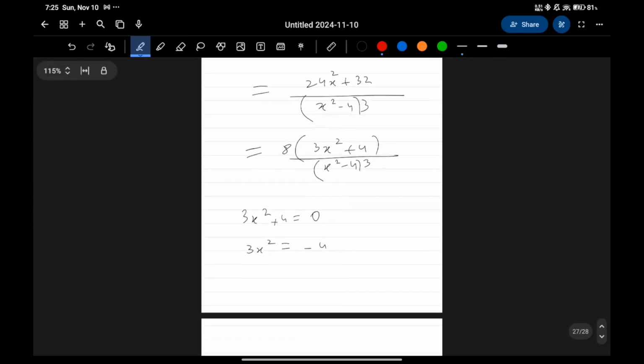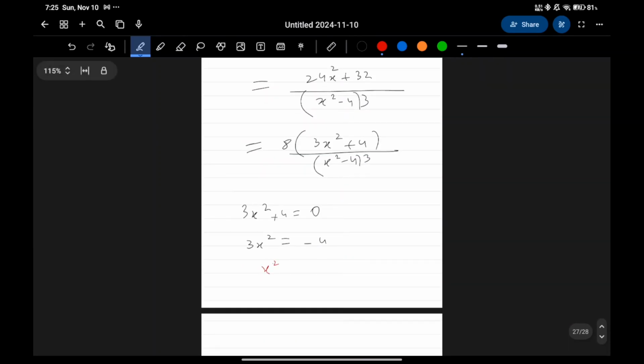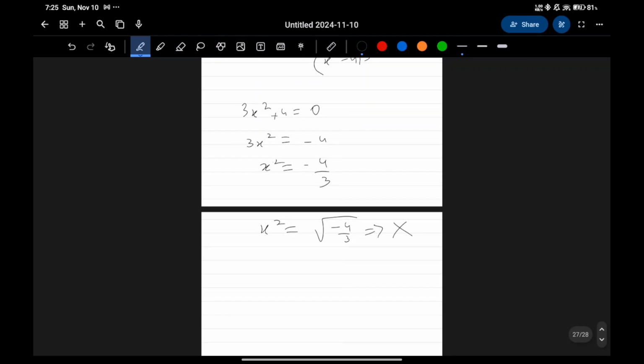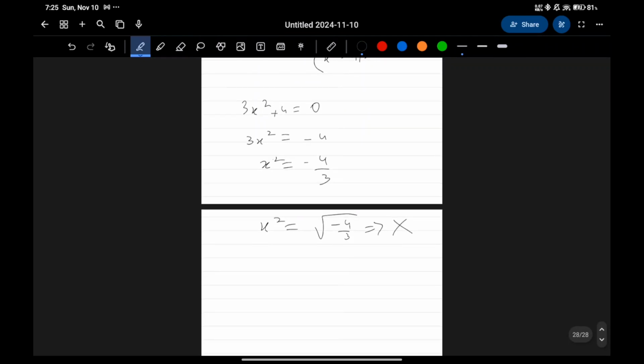Alright, now this leads to x squared equals minus 4 over 3, and if we take a square root, this would be x equals root of minus 4 over 3. This doesn't make any sense because it's a negative answer, so we would reject this answer. The square roots of negatives are complex, we can't represent them on the graph.